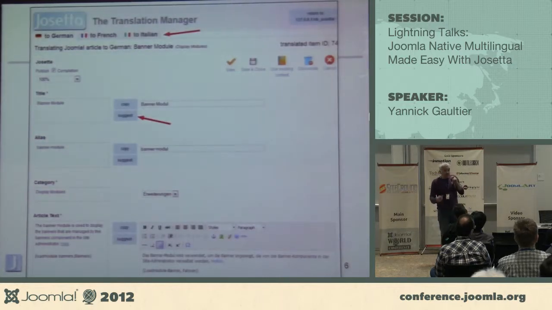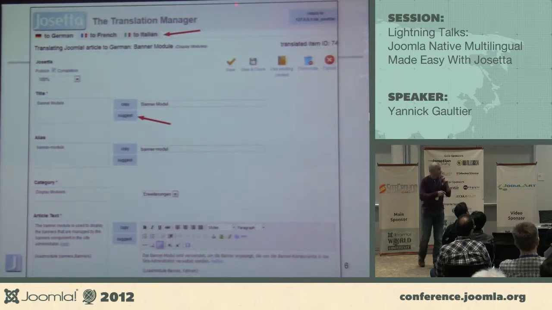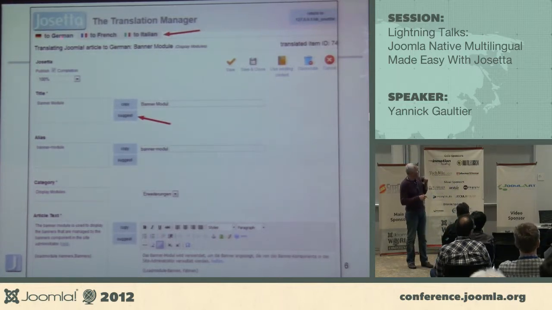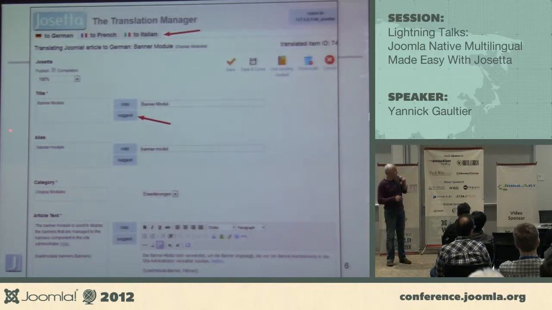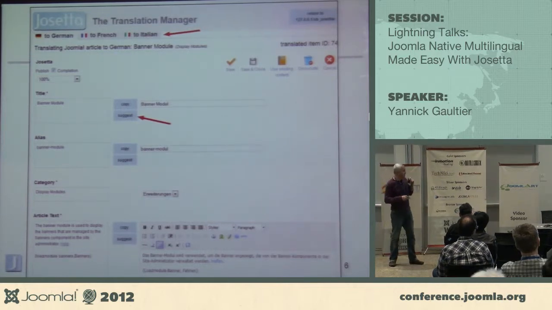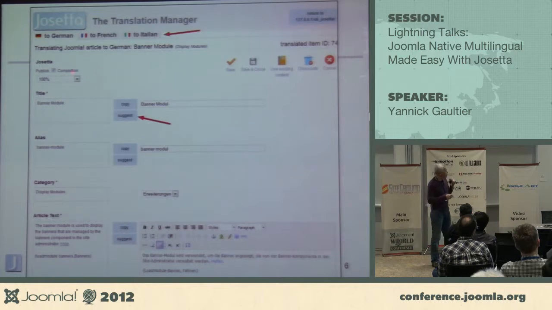So when you click on an item, what do you get? You get a tabbed interface where you got one tab for each language that's available on your website. And then you get a set of fields that are related to whatever you're translating. This is the translation screen from the most common item type, which is a Joomla article. The 2 or 3 things you want to notice on that.